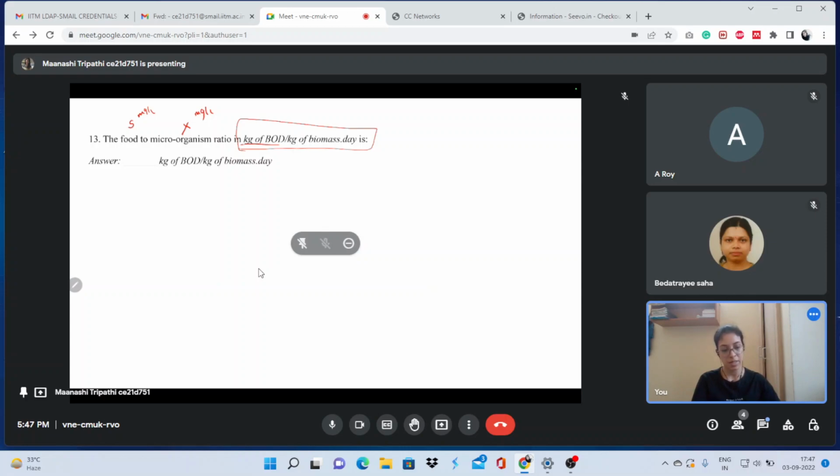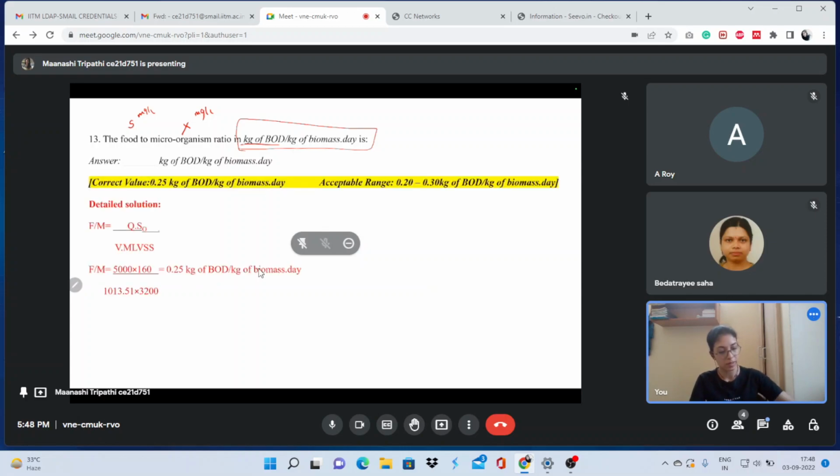We'll see the answer. The same factor will be there, Q by V. As I have told you, we use only the MLVSS concept, not MLSS, because only the volatile fraction, meaning the organic fraction, will be used. Whatever is fixed will remain there and go outside of the sedimentation tank; the microorganisms will not use it. So this will be the food to biomass ratio, which we got as 0.25, and as you can see, we have a good acceptable range.